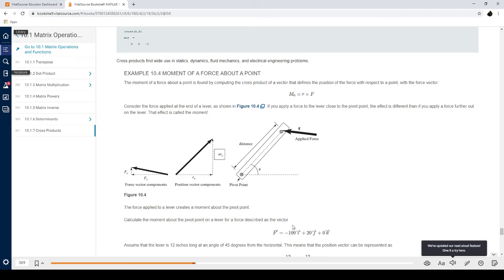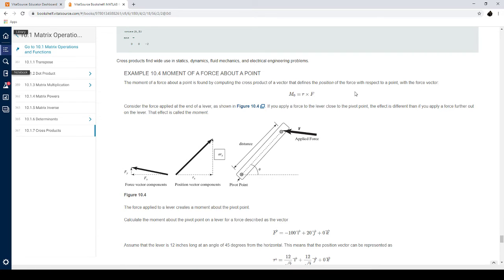So we have negative 100, 20, 0 is our force vector, right? So now we need to find our r. Remember, because we're trying to do r cross f, which is the moment, right? So we now have to find the r. Now that we have the f, we need the r. To do this one, we need to do some trigonometry here.